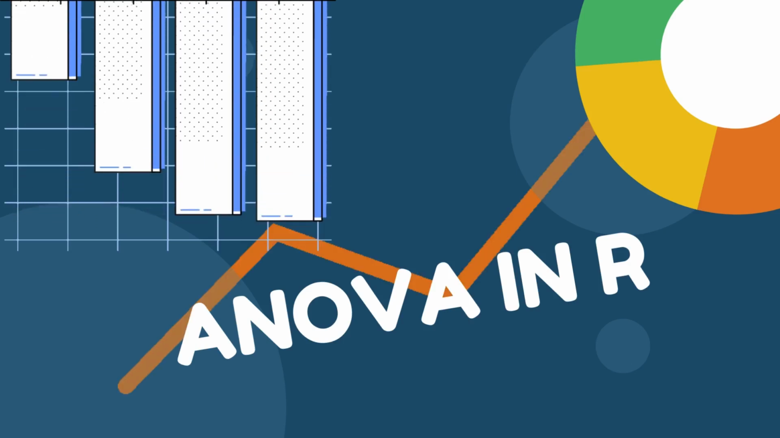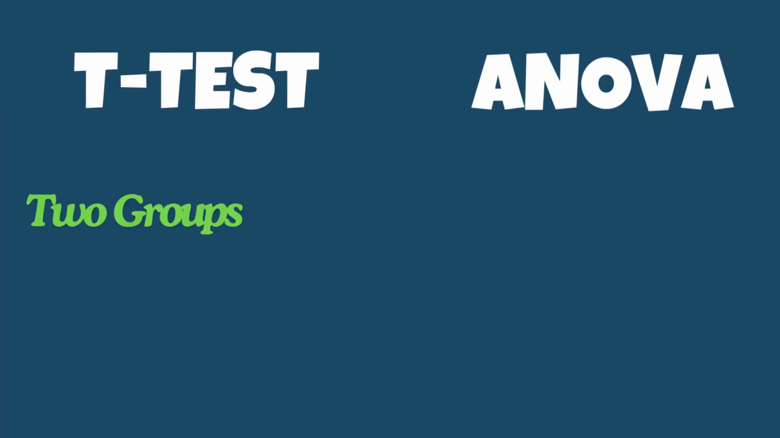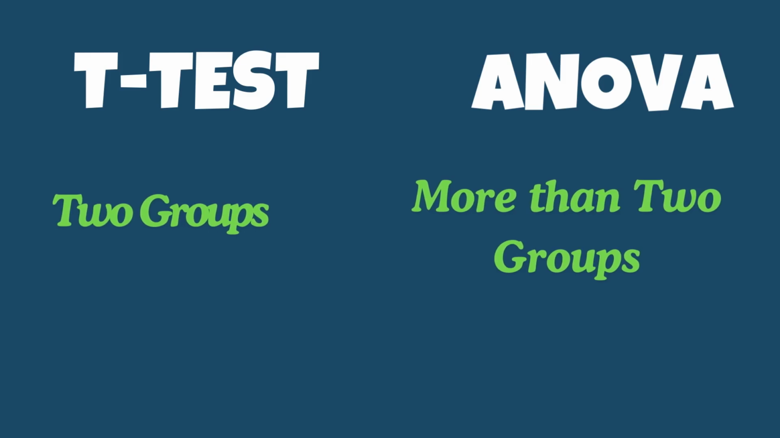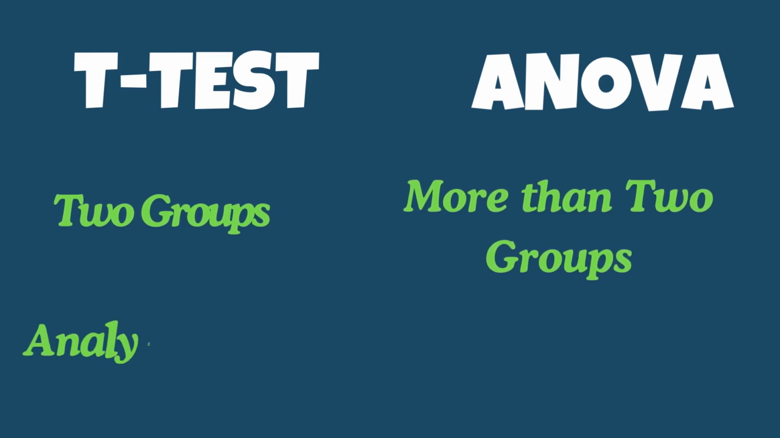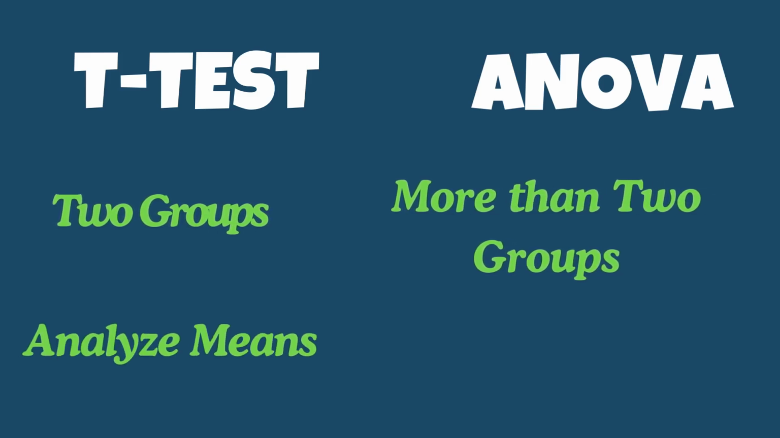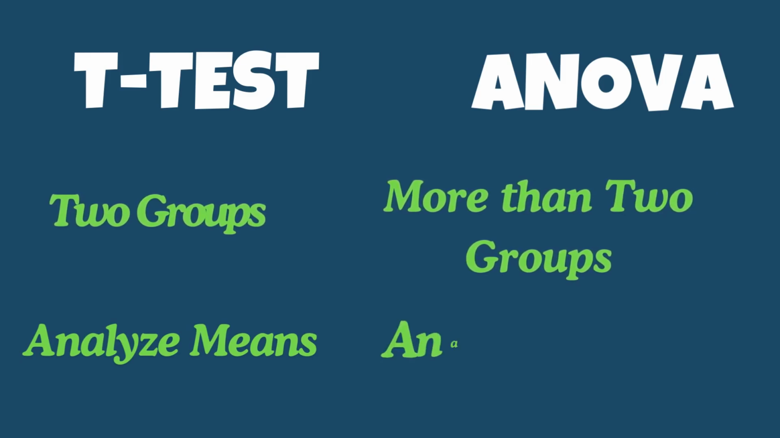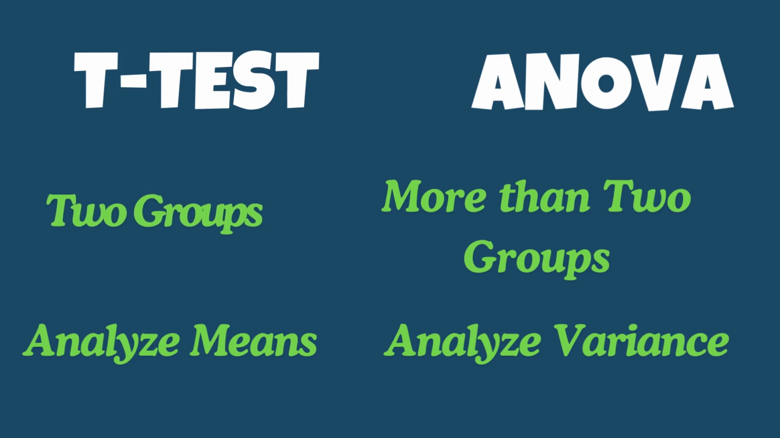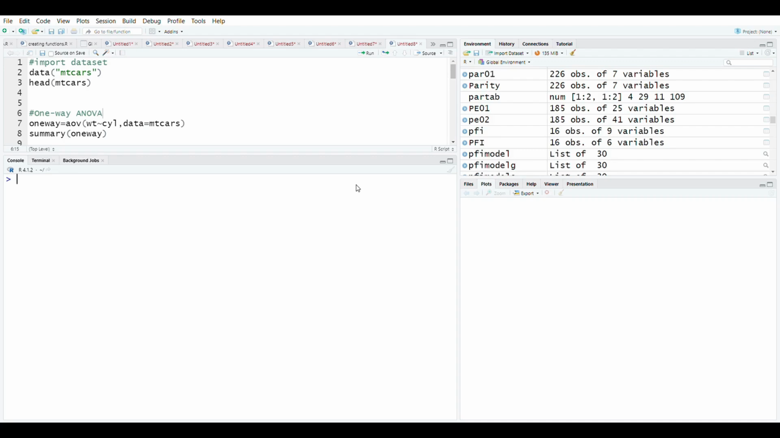Today we are going to discuss ANOVA in R. In the previous video, we talked about the t-test, which compares two groups to test whether they are significantly different or not. Whereas ANOVA is used when we have more than two groups for comparison. Also, the t-test makes a comparison by analyzing the means of two groups, whereas ANOVA analyzes variance as a tool for comparison. So let's go to R.